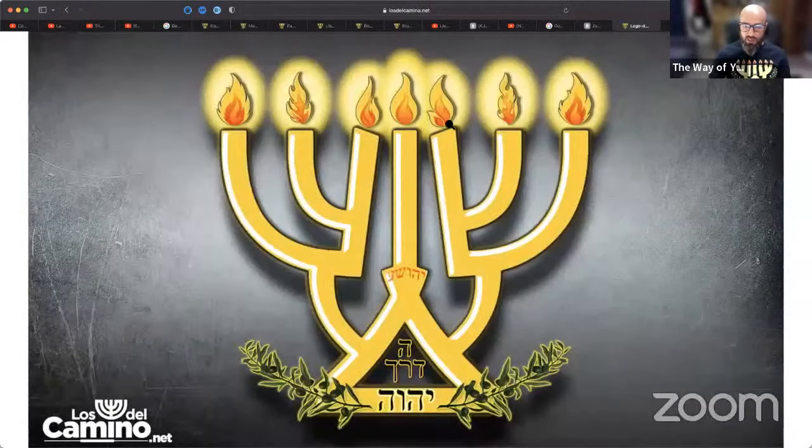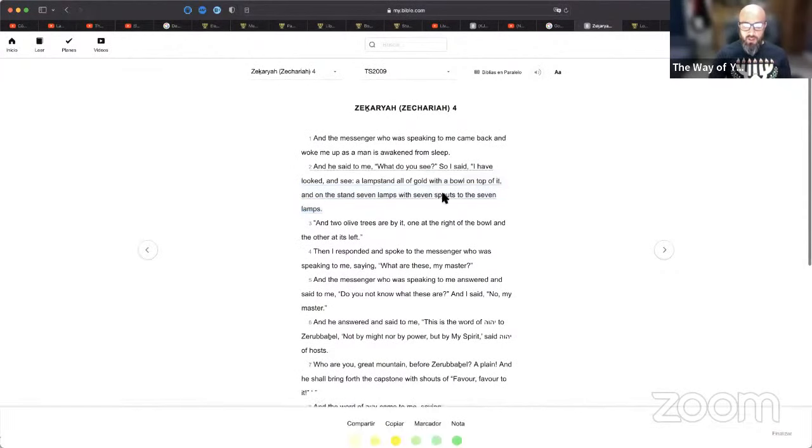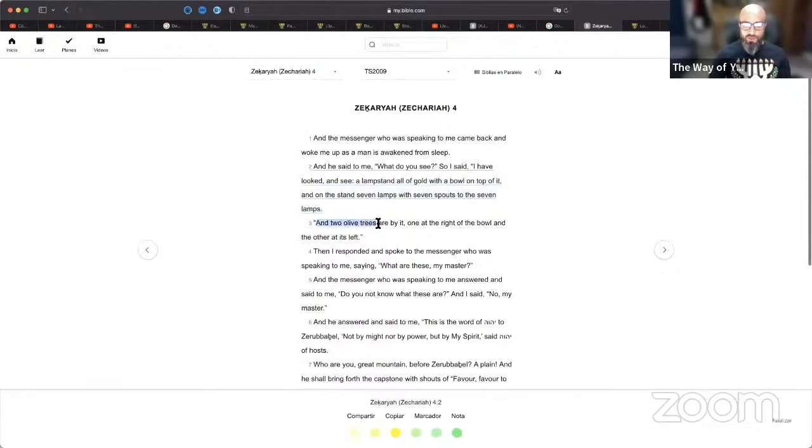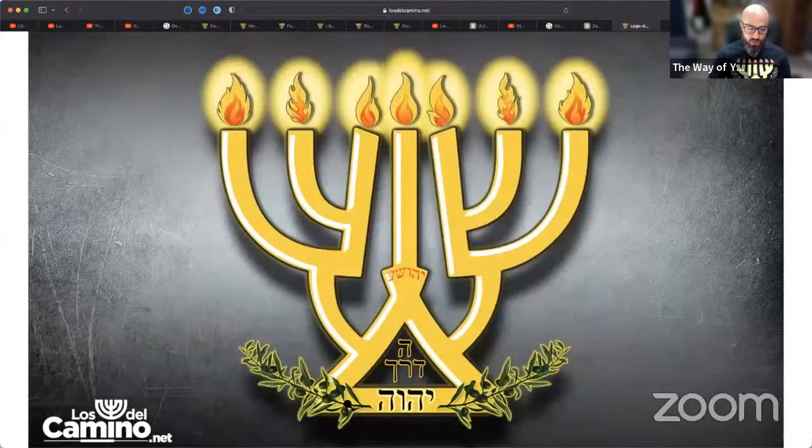That's why there are 7 lights, like the 7 congregations of Revelation 2 and 3, like the 7 continents, like the 7 days in the week, like the 7 planets that are seen with the naked eye. And 2 olive trees are by it, one at the right of the bowl and the other at its left. So that's why there's an olive branch here and an olive branch here.